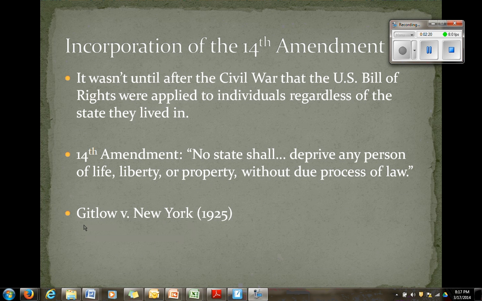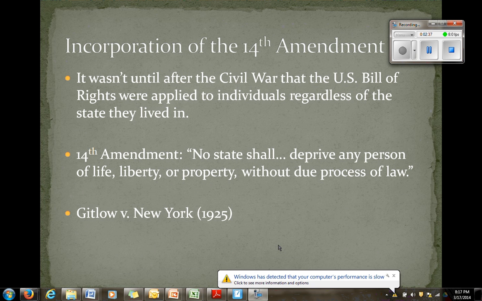And then the last case law issue that we're going to look at for that is Gitlow versus New York, 1925. During that case, it was the first time that the Supreme Court actually established that the 14th Amendment rights were going to be applied to the states.